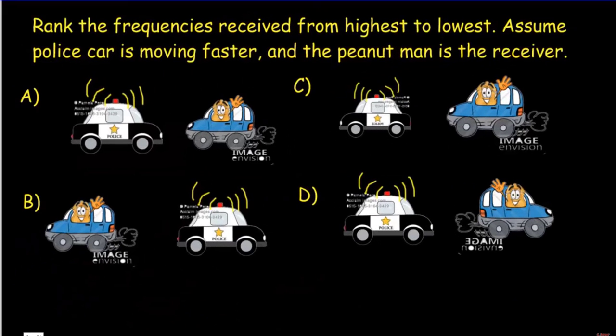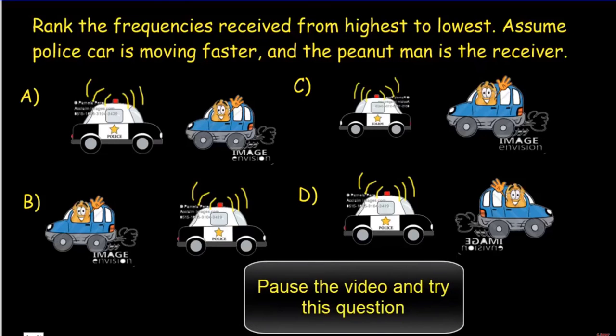I have a quick exercise for you here. I'd like you to rank these four situations in terms of which one is going to have the highest received frequency by the car and which one will have the lowest received frequency by the car. So this exercise is to give you some background in terms of how to choose the plus and minus signs in the formulas. Stop the video and try this question.